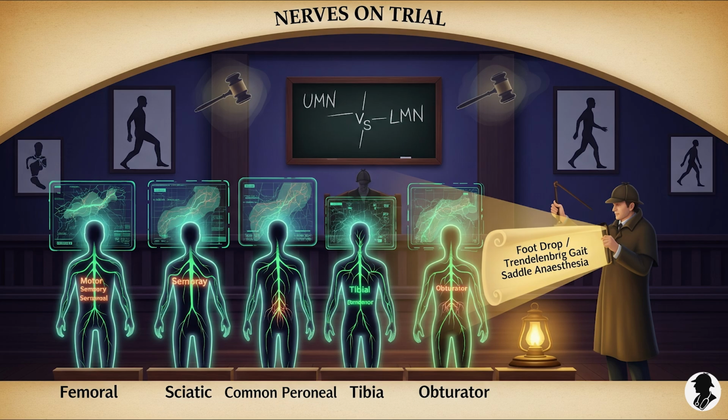Number 3, sciatic nerve, L4 to S3. The lower limb superhighway. All right, now for the big one. The absolute superhighway of the lower limb. The sciatic nerve. It is the largest nerve in the entire body. Huge. Comes from L4 all the way down to S3, runs deep in the buttock, posterior to the hip joint, usually pops out just below the piriformis muscle.